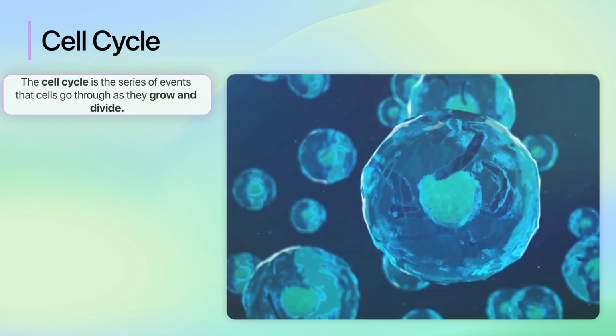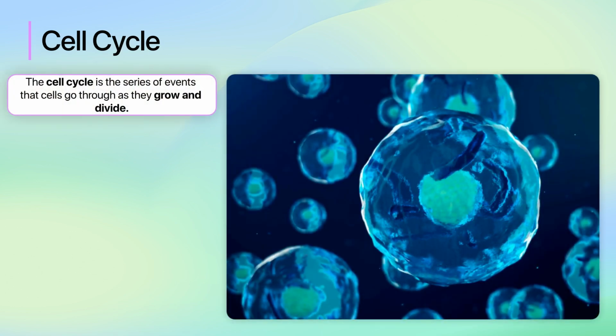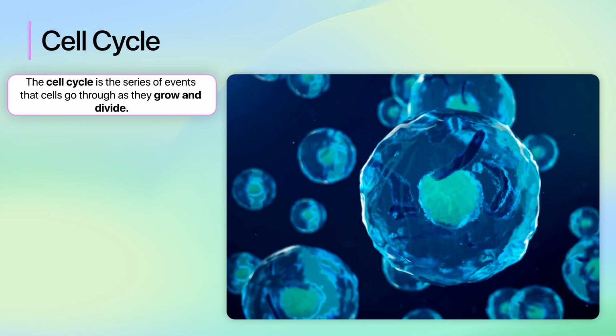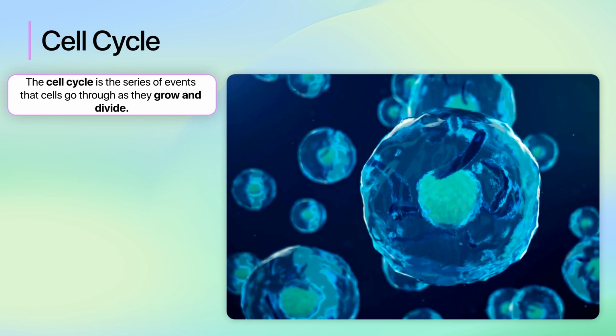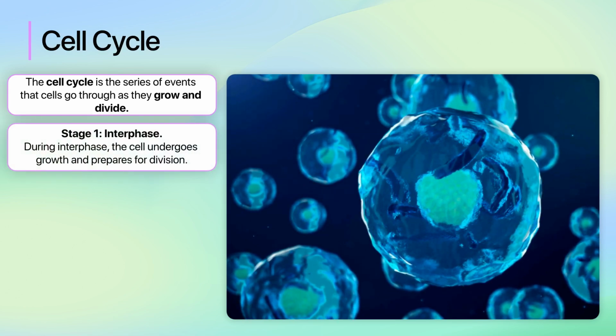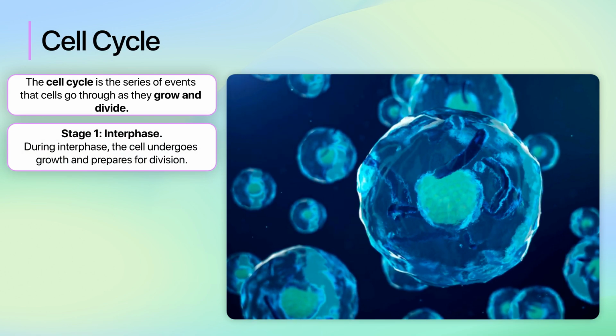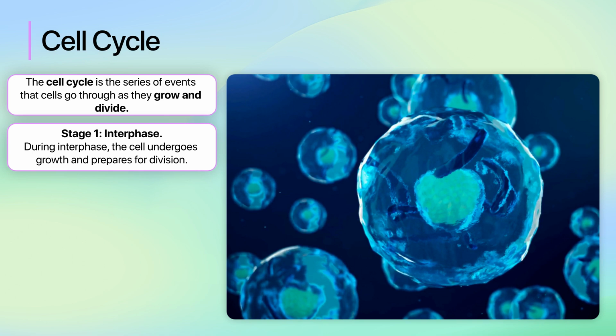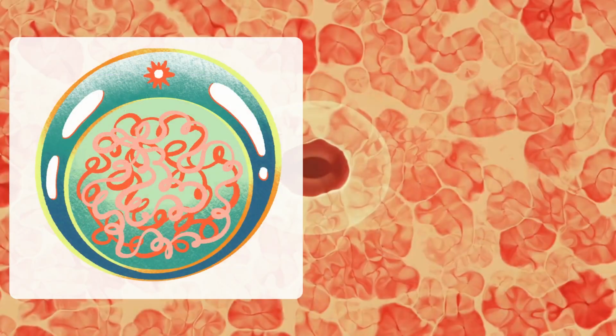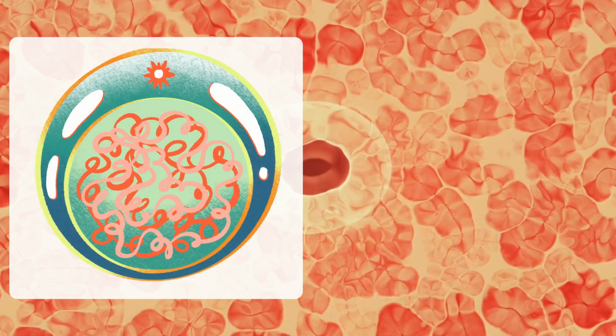Now, let's introduce the cell cycle. The cell cycle refers to the series of events that cells go through as they grow and divide. The cell cycle has three main stages. The first phase is the interphase stage. During interphase, the cell undergoes growth and prepares for division. Let's take a closer look. This stage includes several key activities.